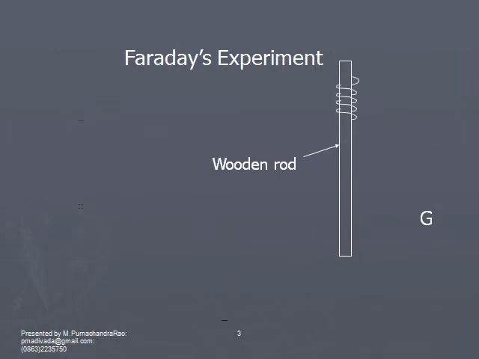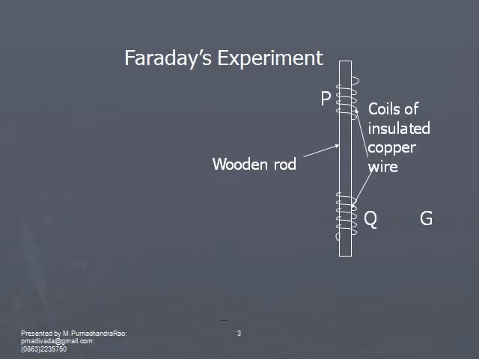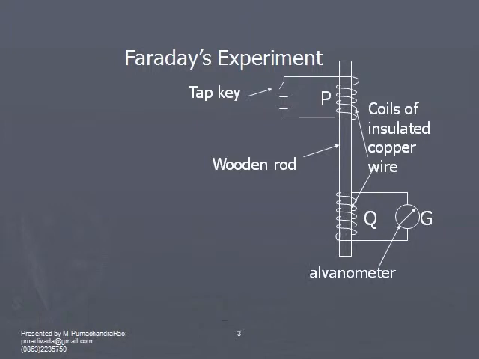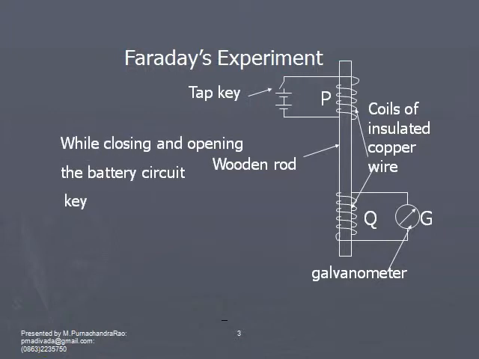Insulated copper wire is wound on a wooden rod and has two coils, P and Q. P and Q are two coils of copper wire wound on a wooden rod. The ends of the coil P are connected to a battery through a tap key, and the ends of Q are connected to a galvanometer. We notice a deflection in the galvanometer when the circuit is closed or open.